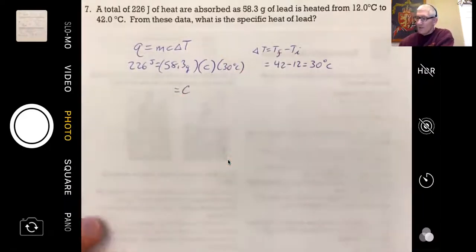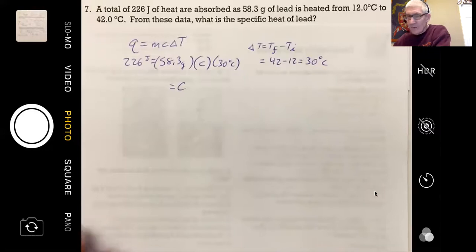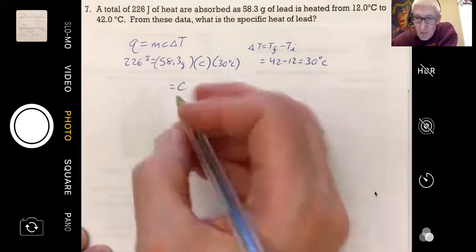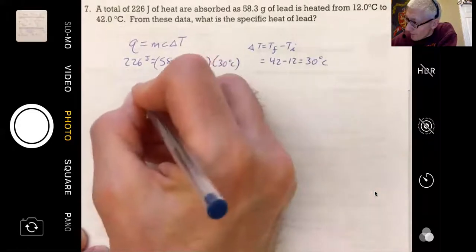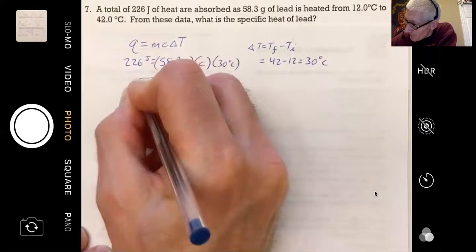So we're going to get the 226 divided by 58.3 divided by 30. I'm getting a C value, and I'm taking it to 3 sig figs here, 0.129 joules per gram degree Celsius.